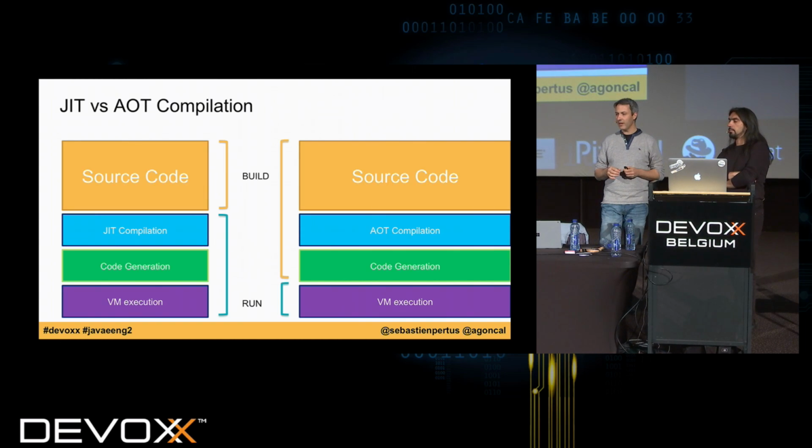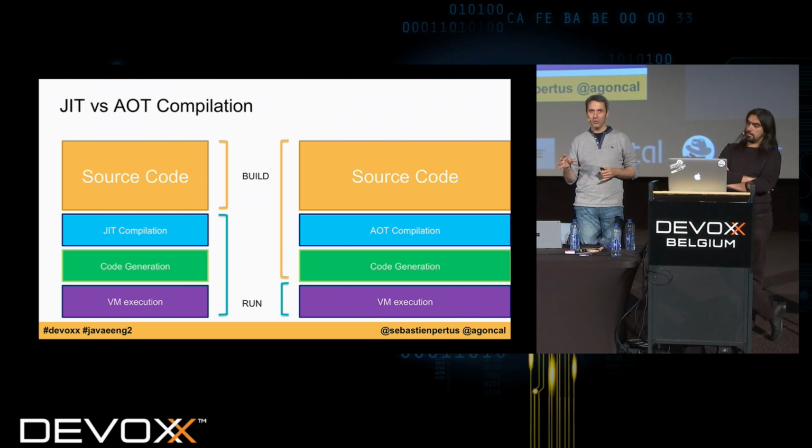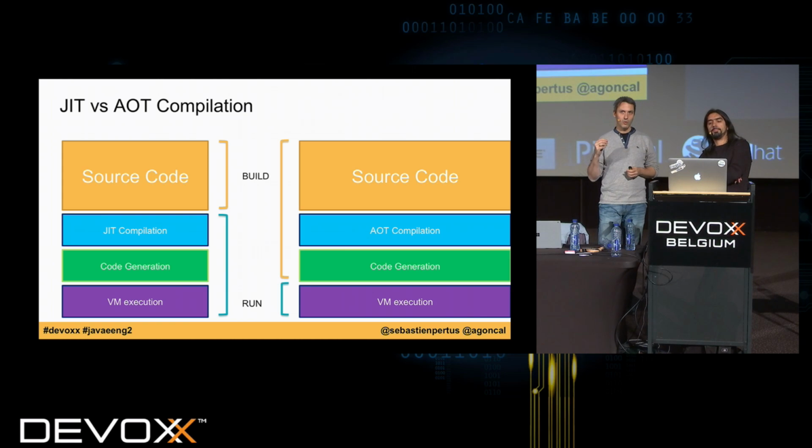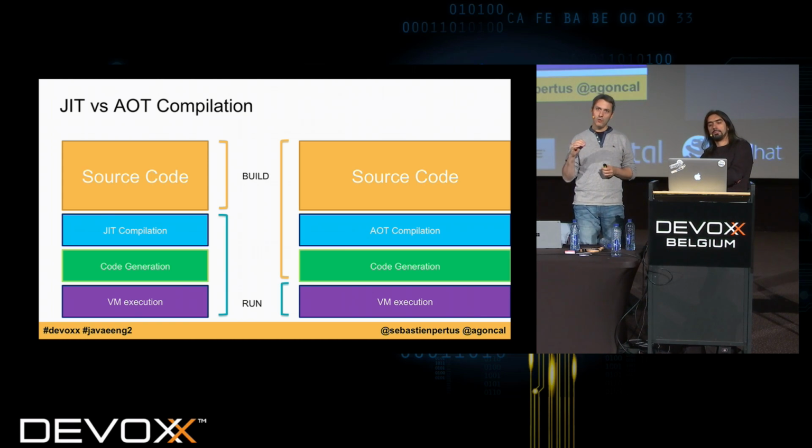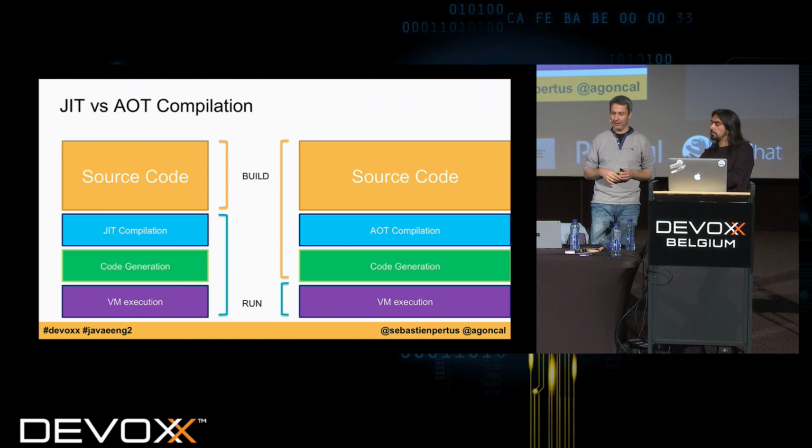Just a quick word on that. AOT versus JIT compilation. It's the way you handle your components in Angular 2. When you launch your Angular 2 application, it will use an internal compiler to compile your components. You can do it before with the AOT flag.